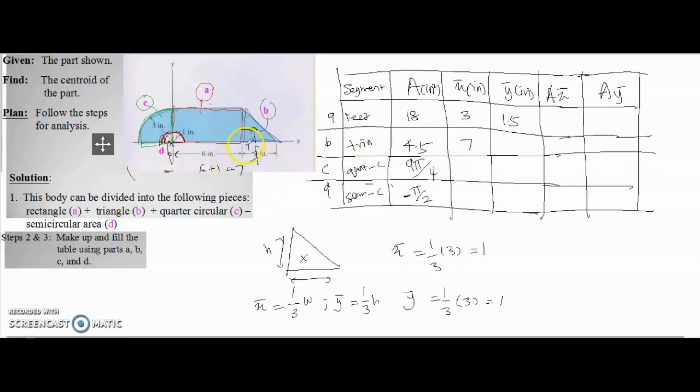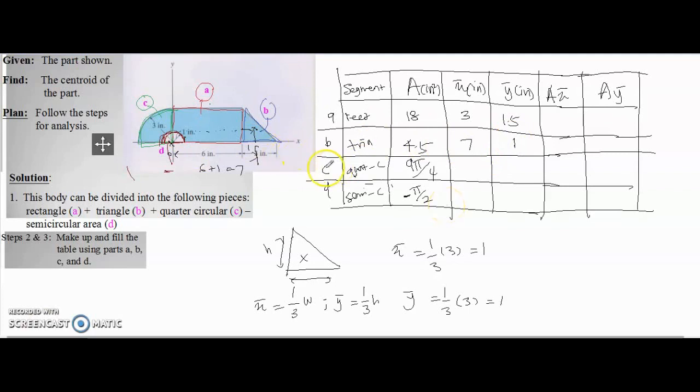And then for y bar, from here to here, it remains 1. Okay, 1 inch. So here is 1 inch.